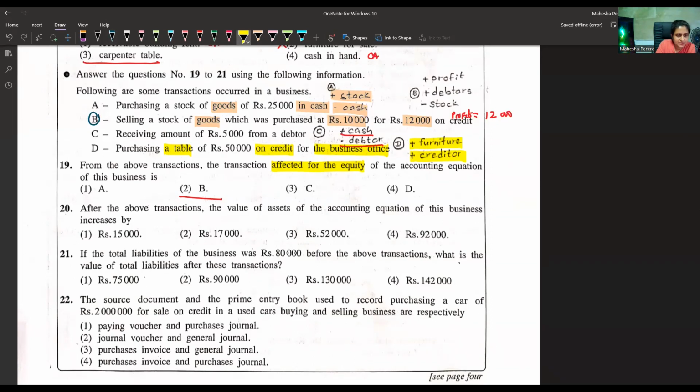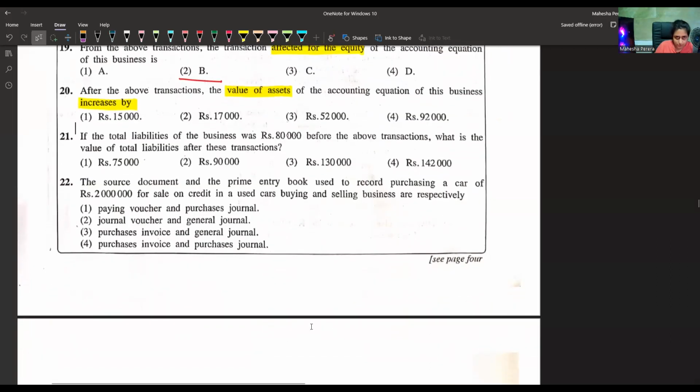After the above transactions, the value of assets of the accounting equation of this business increases by what value of assets? Now look, they say the asset value increases. You have to find by how much. So for this, you have to work on the accounting equation. Then, like a good child, find some space in the question paper and write the workings with me.